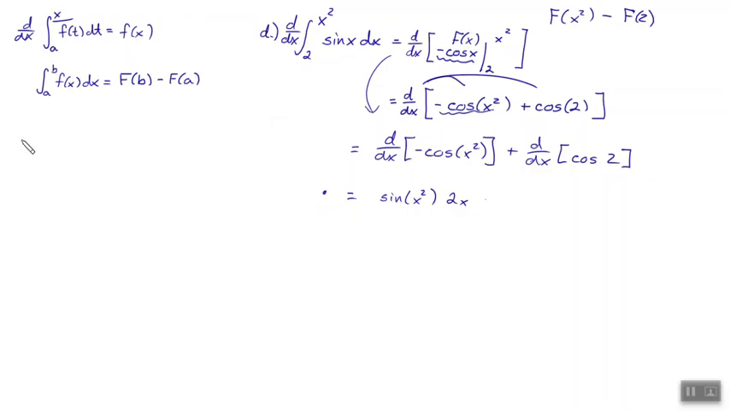I want you guys to try one for me. We'll just make one up. I want you to take the derivative of the following: the derivative of the integral from 2 to x cubed of 2t plus 1 dt.